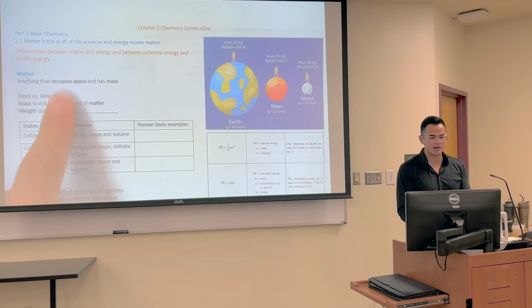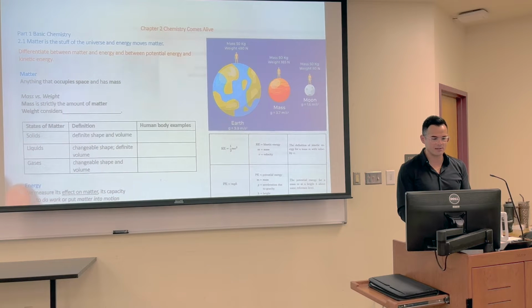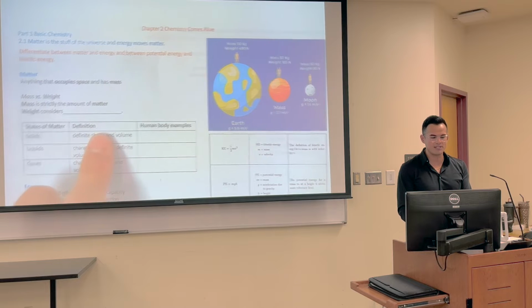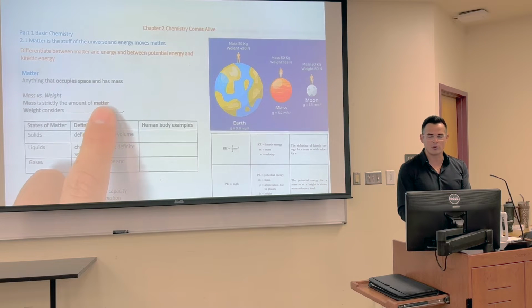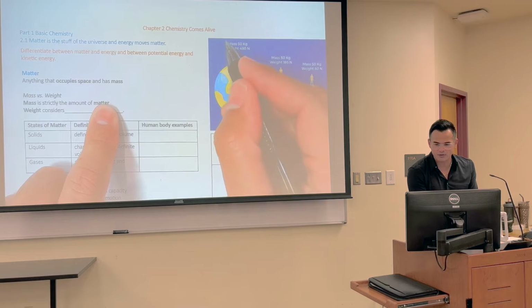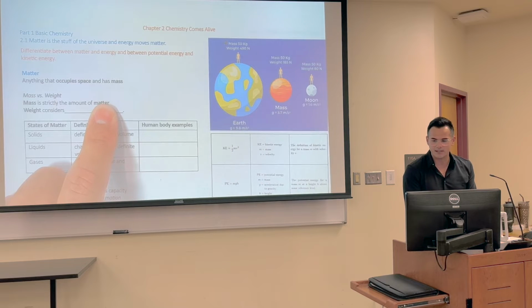It's anything that occupies space and has mass. So when we refer to mass, we're specifically referring to the matter only. We look at your mass on Earth. It's 50 kilograms. And then if you go to the moon, does your mass change? No, it doesn't. It stays the same, but why does your weight drop?